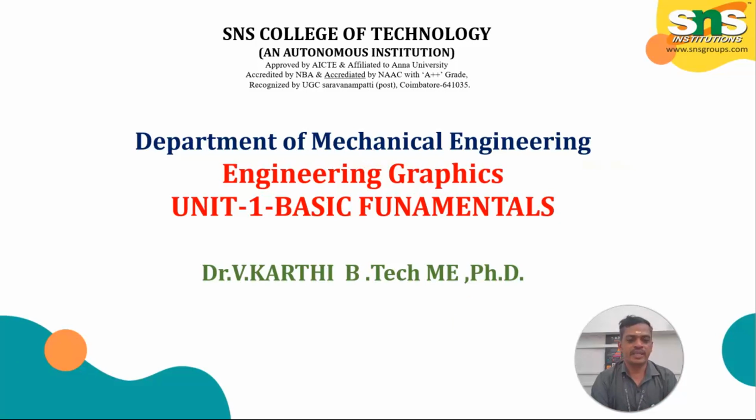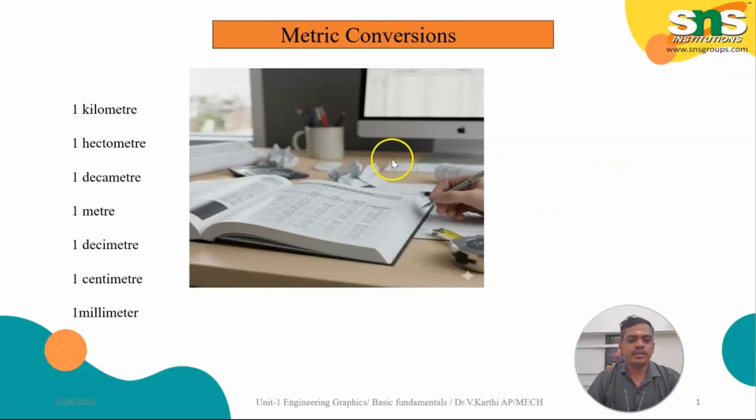Today's topic is engineering graphics. This is about the basic fundamentals of engineering graphics. First, units and metric conversion. What is metric conversion? The metric system is a decimal-based system where each unit is related by powers of ten. The base unit of length is the meter.